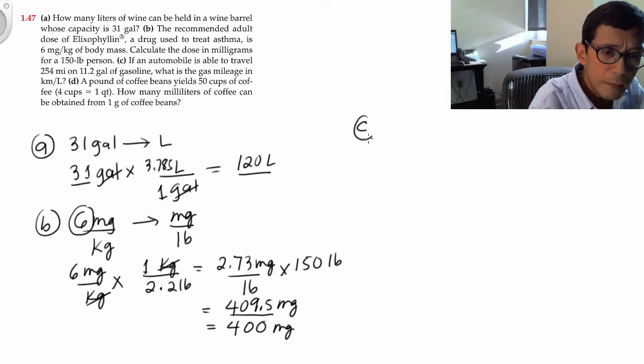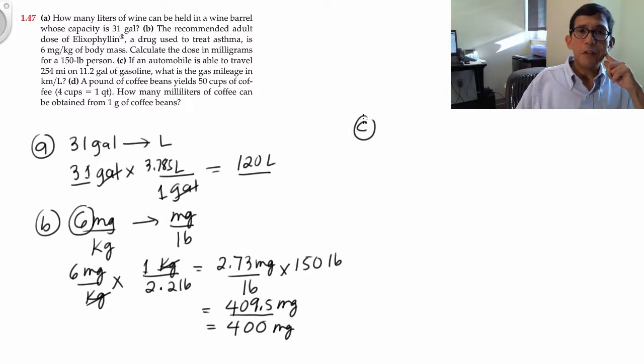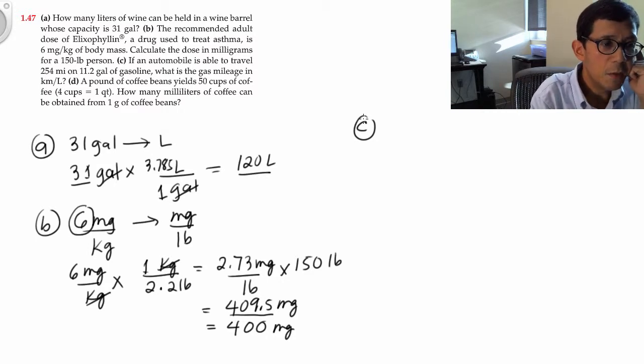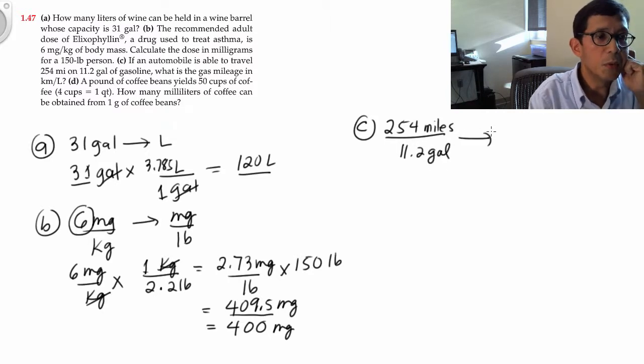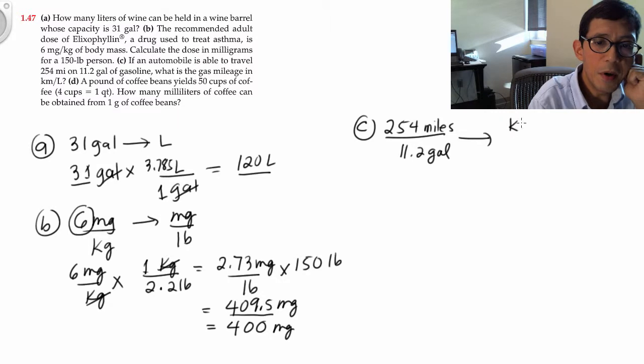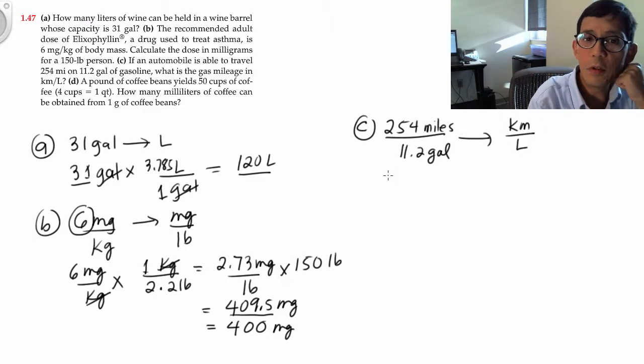Okay. C. If a car is able to travel 254 miles on 11.2 gallons of gas, what is the gas mileage in kilometers per liter? In other words, we need to convert 254 miles per 11.2 gallons to kilometers per liter. Okay. So let's do this step by step.